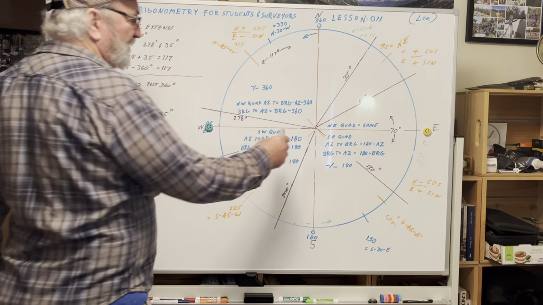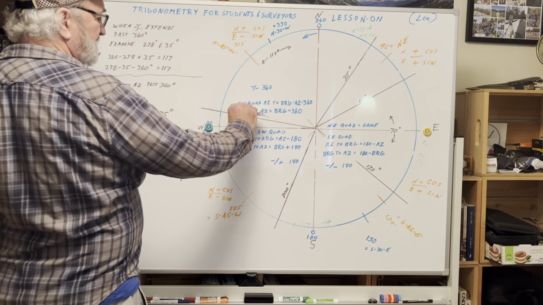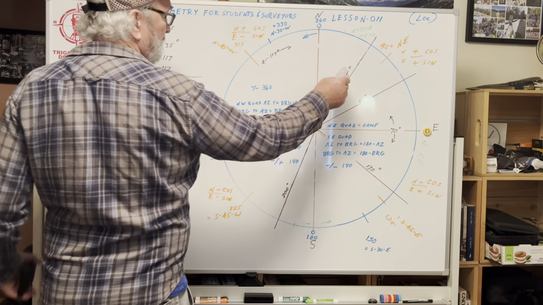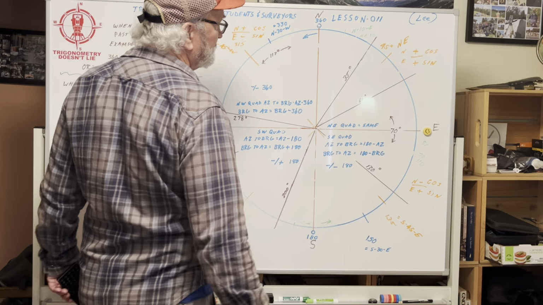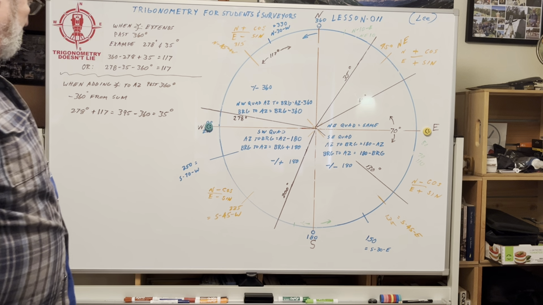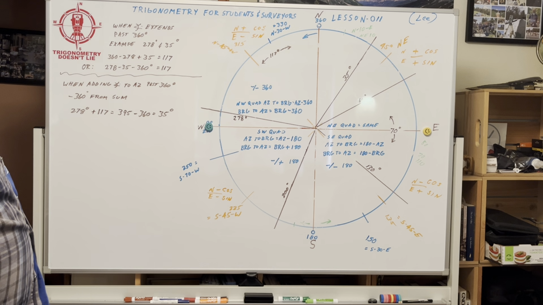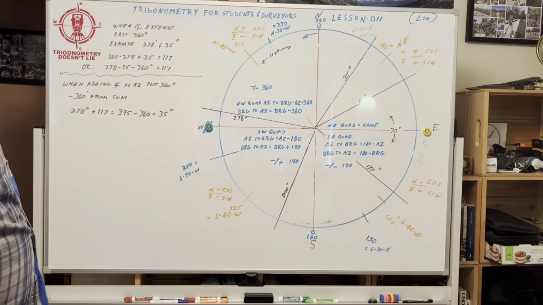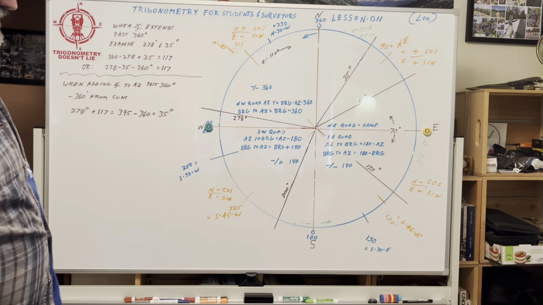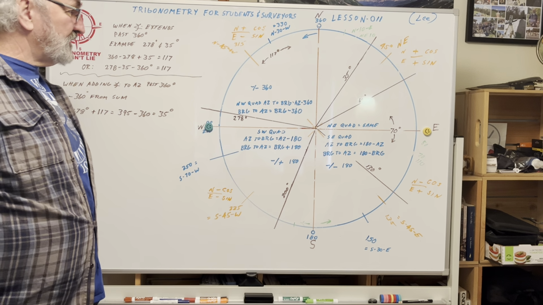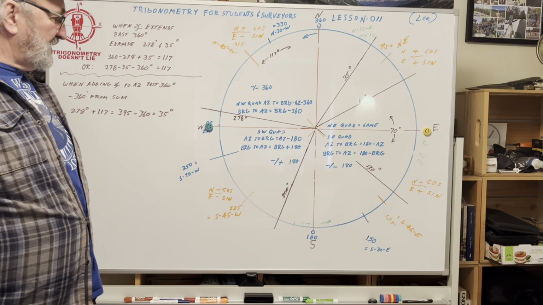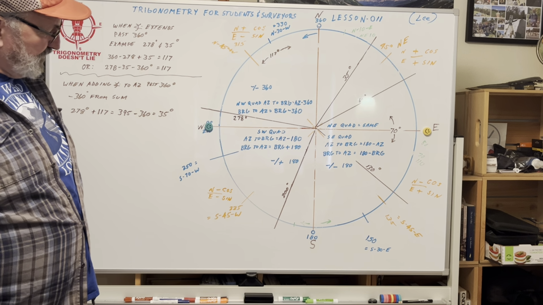So you want to know what your foresight is: you've added 117 to the backsight, and you're now at 35 degrees. I think that's all we need to really do on that. You have your graph paper, your protractor, and your scale. Practice a few of those and get very, very good at that.